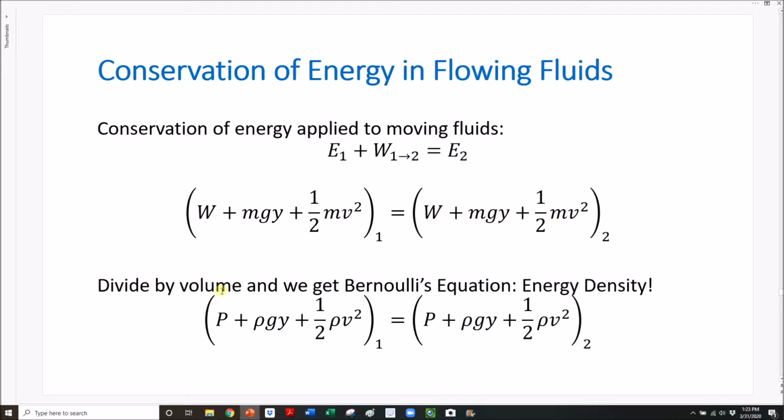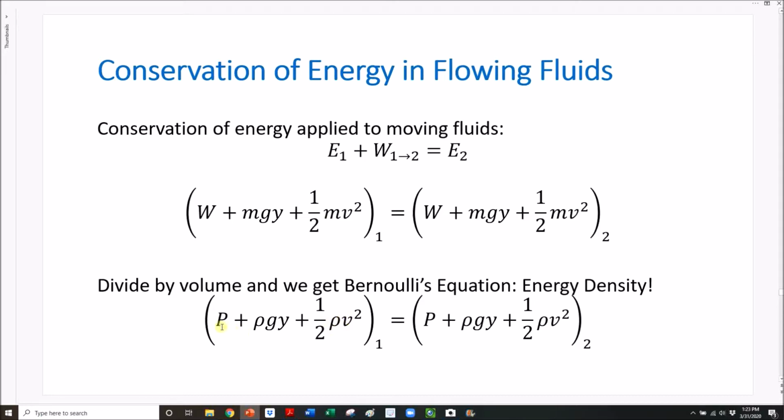And if we divide by the volume, we get Bernoulli's equation, which is energy per volume, which is energy density. So Bernoulli's equation is nothing more than conservation of energy divided by volume, which is the energy density of the fluid. So work divided by volume, if you do the math, it ends up being pressure and potential energy. M over V gives you density, and M over V gives you density.